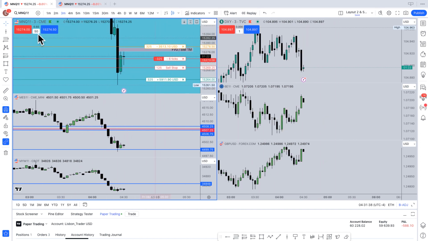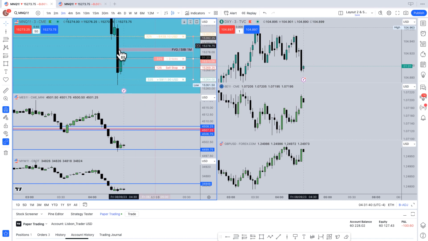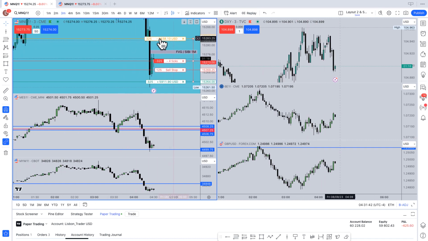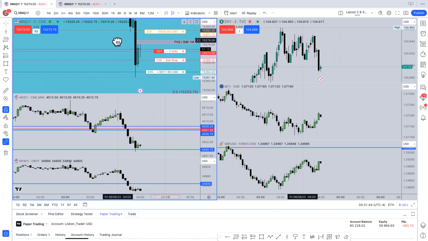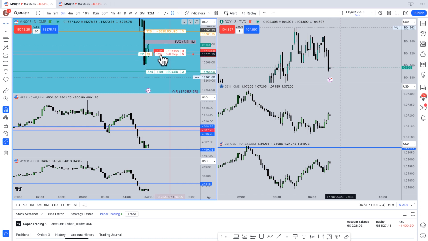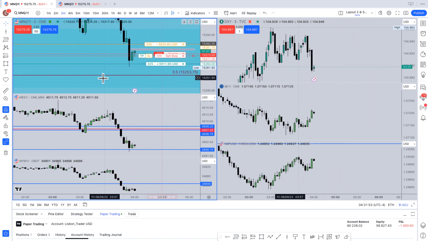Sell side liquidity, so it's better to, if it goes to my target, we bagged 5k in profit, so I'm not too concerned if it goes there or not.